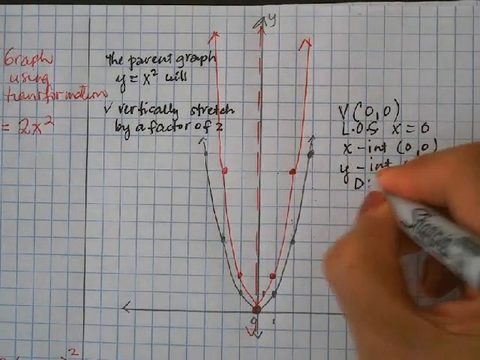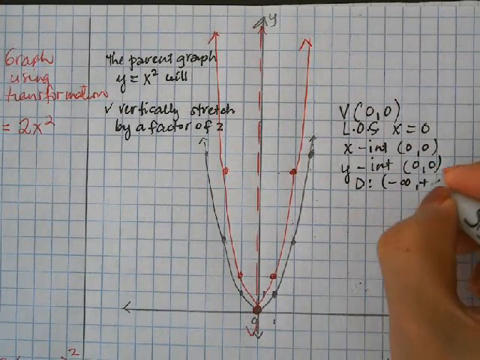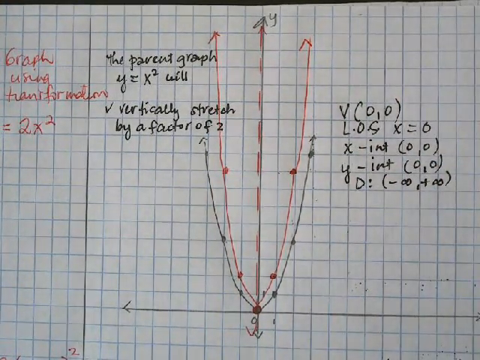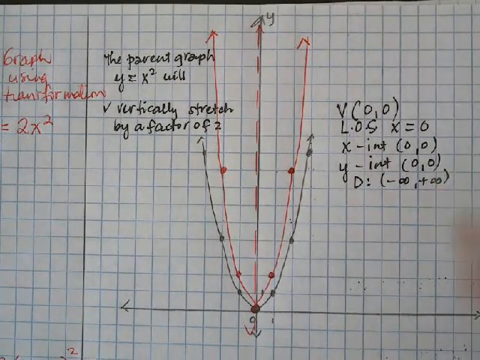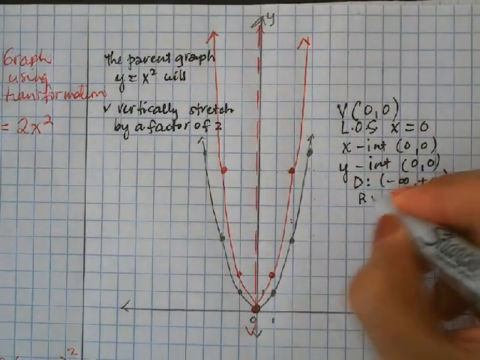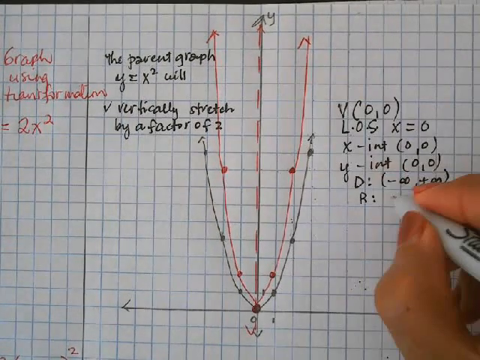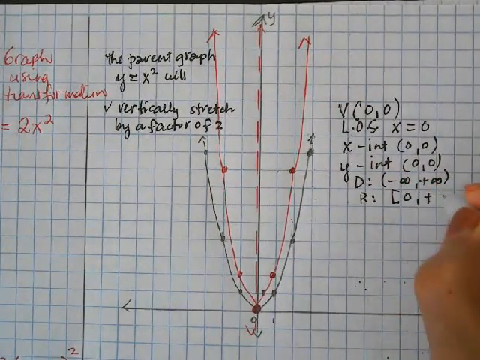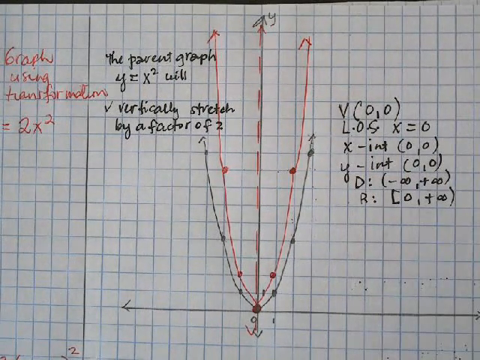And our domain is still all real numbers. Domain is always all real numbers for any parabola. It's always all real numbers. And our range will be from 0 to positive infinity, bracket 0 to positive infinity.